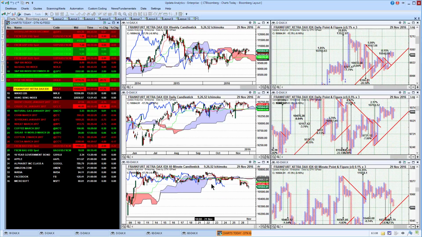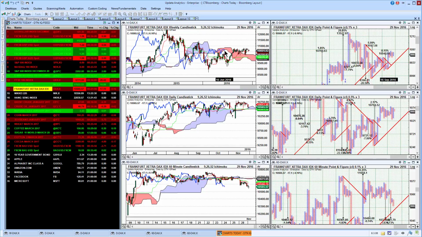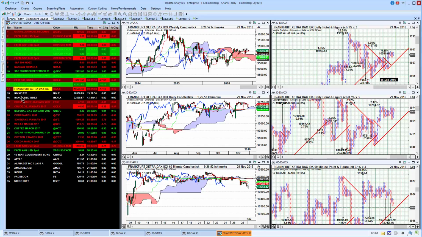DAX, we're seeing that through the cloud on the short term. Downside targets, we do have support here, and no clear long-term downside targets, but just a very mixed picture. This 10750, 10800 level is really acting as resistance on the DAX, and we're struggling to get through. We're still actually bearish on the weekly chart with the lagging line below the cloud, so that's quite key as well.